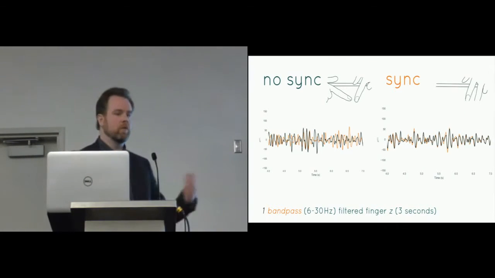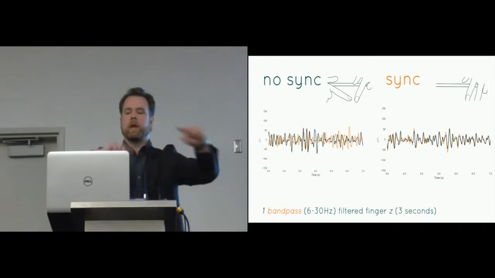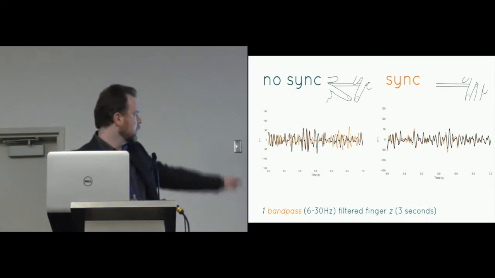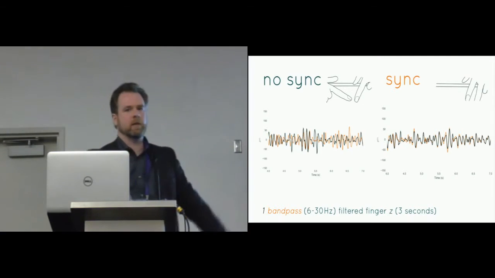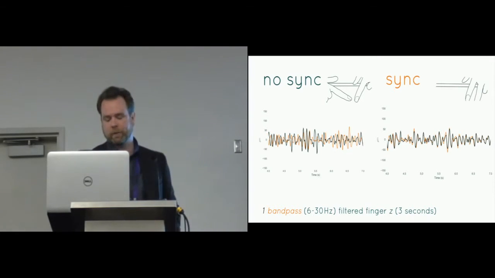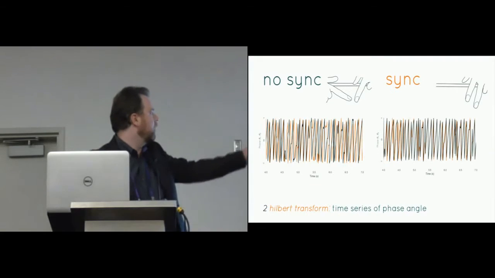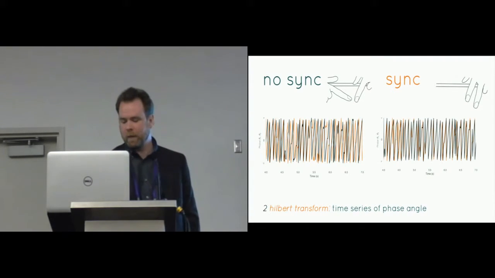Here are some traces from a real finger. We have the non-synchronized case, so that's 2 fingers from 2 different hands, and the synchronized case, 2 fingers from 1 hand. So first of all, we do the bandpass filtering. You can see there is similarity in the synchronized case, but there is still amplitude variation. We transform to phase space, and we can see that we have very strong correlation between the synchronized fingers, the ones that belong to 1 hand.